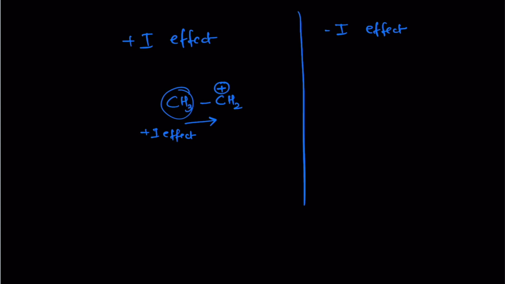Minus I effect happens when electrons are pulled away from the carbon atom, just like we saw when chlorine atom was pulling it towards itself. So in that case, we show the minus I effect. So if we have Cl and CH2 plus, then this Cl will pull electrons towards itself and therefore it will show minus I effect.